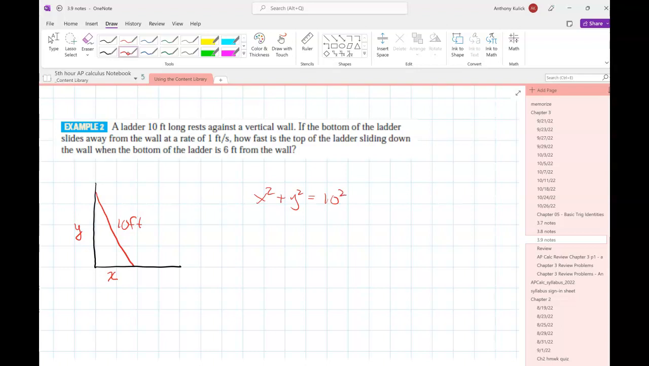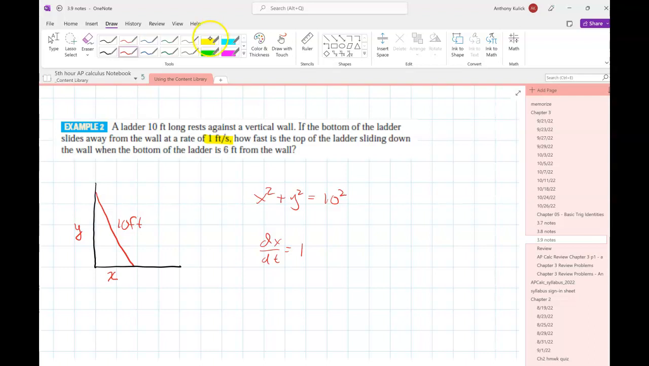Okay. Let's identify some of these quantities now. If the bottom of the ladder slides away from the wall at a rate of 1 foot per second, what quantity is that? What is the 1 foot per second? It's a rate describing which variable? X or y? X. So that is dx/dt equals 1.